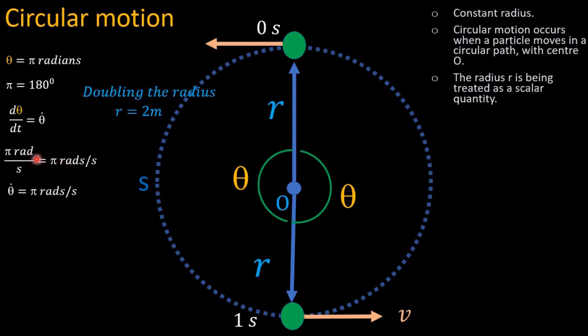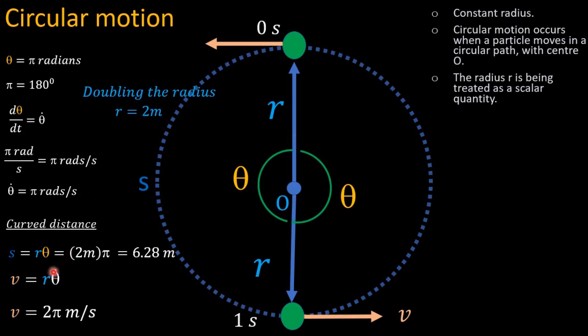So again, we would still say that theta dot is pi radians per second, and the curved distance this time is going to change. So we get s equals r times theta, and we knew r was 2 meters and theta was pi. So we times them, we get 6.28 meters. So the distance along the curve has doubled. So if we double the radius, we double the distance that is travelled along that curve. But theta is unchanged.